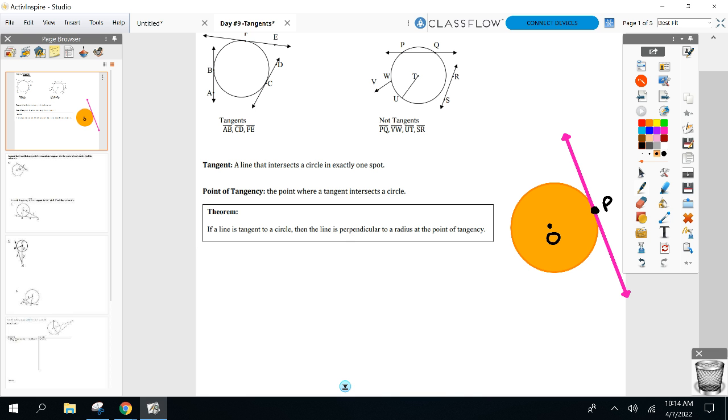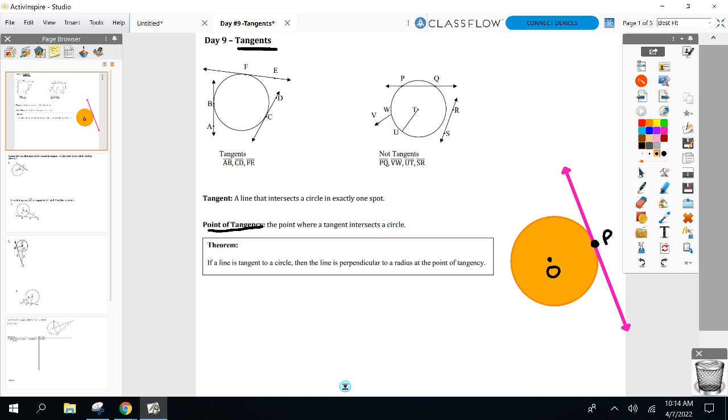Now these mathematicians are pretty clever when they come up with names of different things. That point P where it hits the circle, it's called the point of tangency. Pretty clever, huh? Point of tangency. That's your point where it hits the circle. So up above, everyone see points B, F, and C. Those are called points of tangency. That's where the line hits the circle.